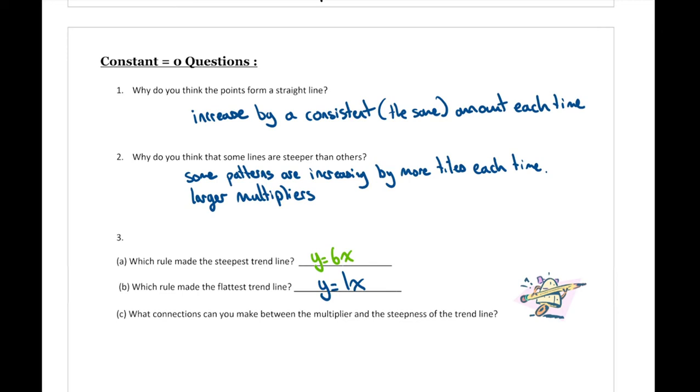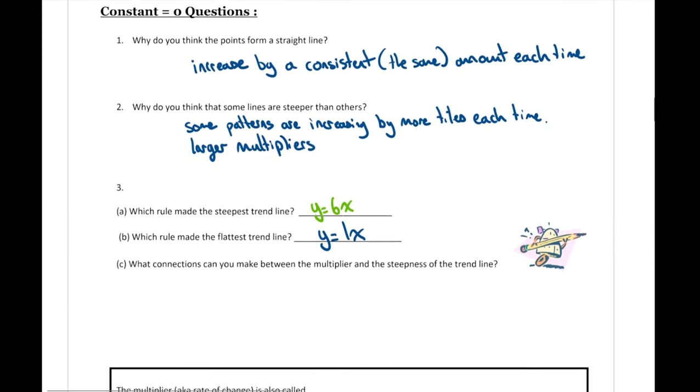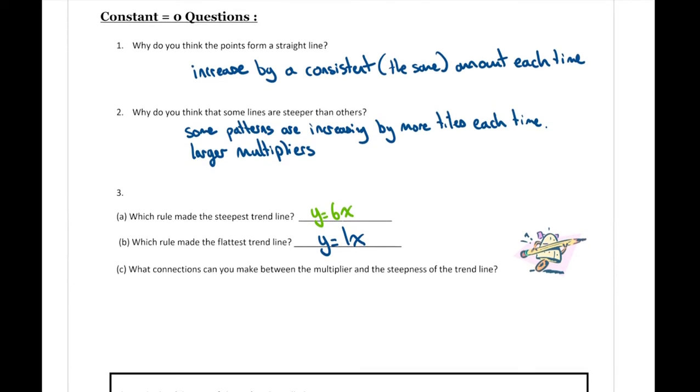And then lastly, what connections can you make between the multiplier and the steepness of the trend line? Well, we could say the larger the multiplier, the steeper the line. So the larger our multiplier is, the steeper the line would be.